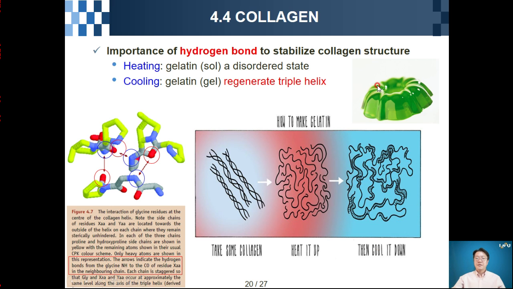If we see the details of the gelatin, the hydrogen bonding happens randomly in the neighboring strands, so it will make the gel status. Okay, so this experiment also showed the importance of hydrogen bonding to stabilize the collagen structure.